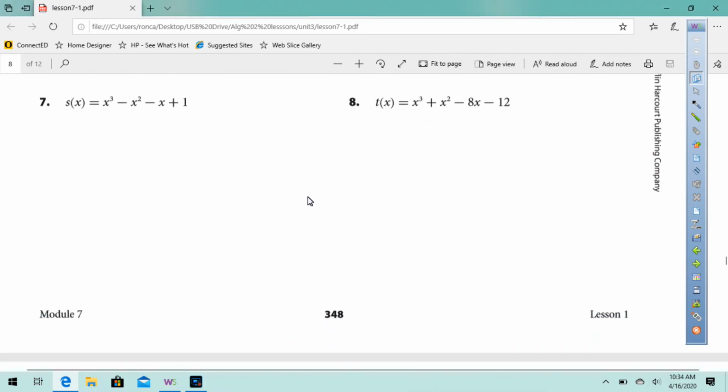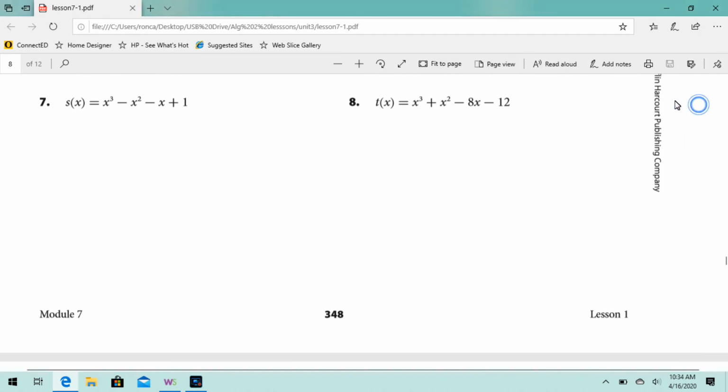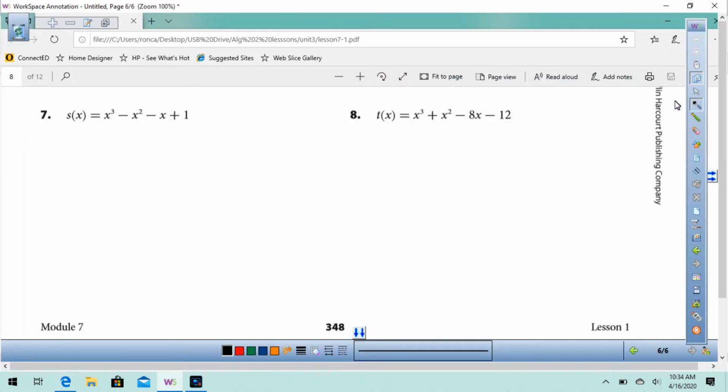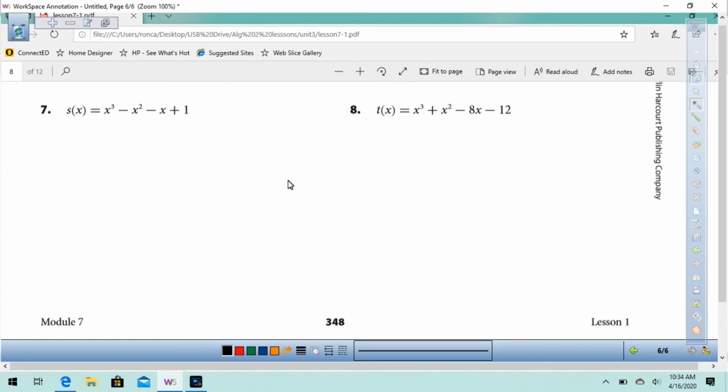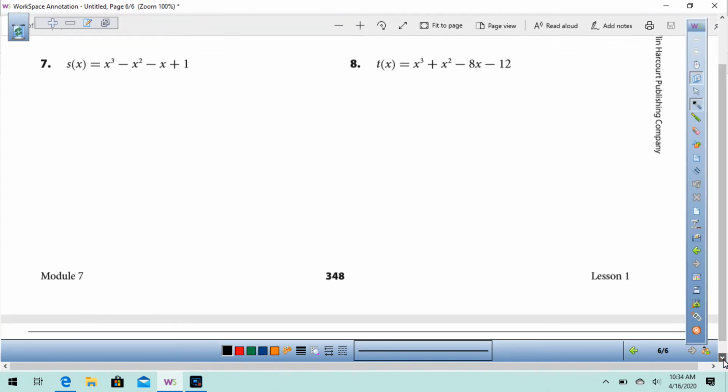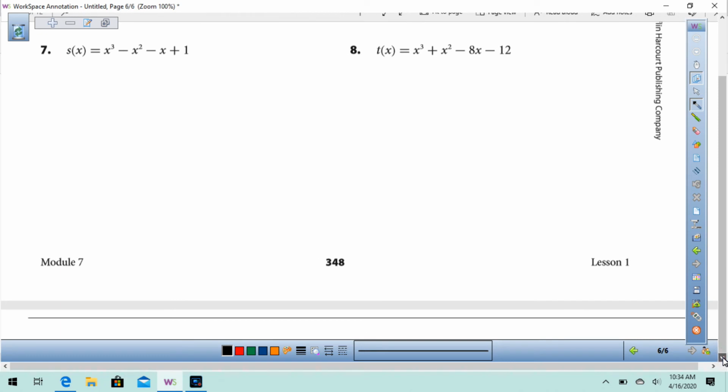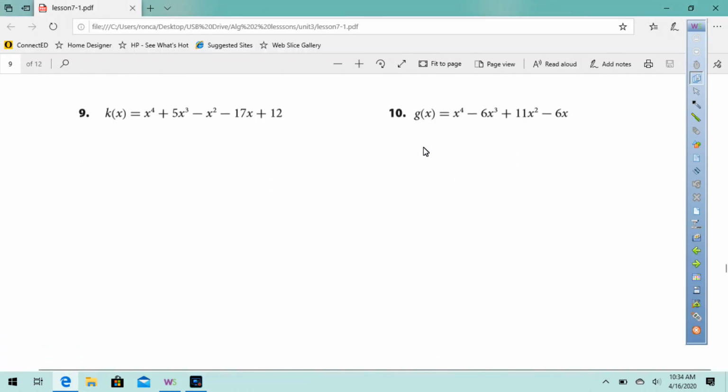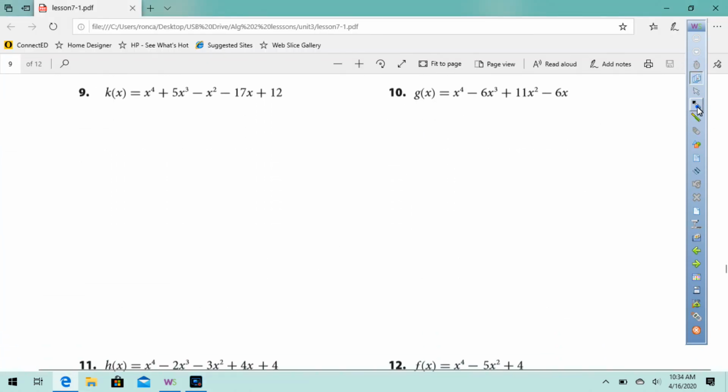Number 7. Number 7 looks complicated. That would be a good one for y'all. Number 8 would be a good one for y'all too. Not too complicated. So 7 and 8 are y'all's. And number 9. Now it's a party.